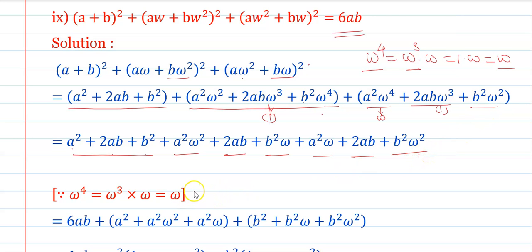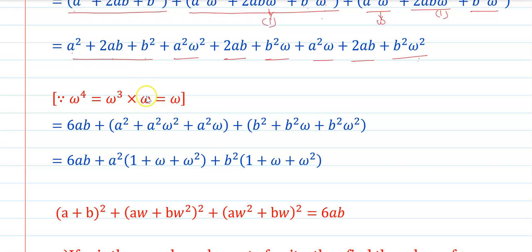Okay, next collect the terms of 2 times ab, this is of 1 times, 2 times and 3 times, means what, 6ab is here. Next, collect the terms of a, only a terms. a square omega square, then a square omega. Okay. Next, the terms of b square. This is b square omega, b square omega square.